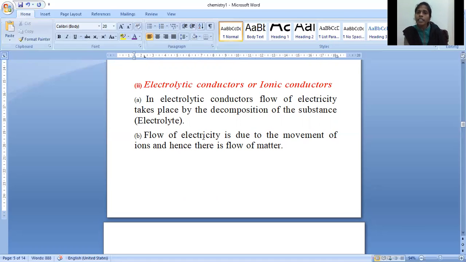So in electrolytic conductors, flow of electricity takes place by the decomposition of the substance. This substance is also called the electrolyte. Flow of electricity is due to the movement of ions, and hence there is flow of matter. But in metallic conductors, there is no flow of matter. Whereas in electrolytic conductors, due to decomposition of the substance, there is flow of matter. Here matter is moving.